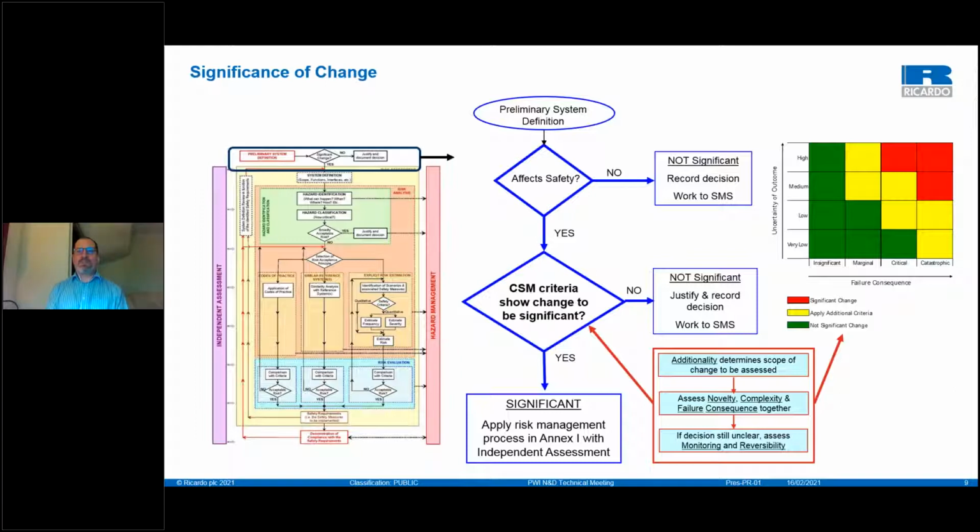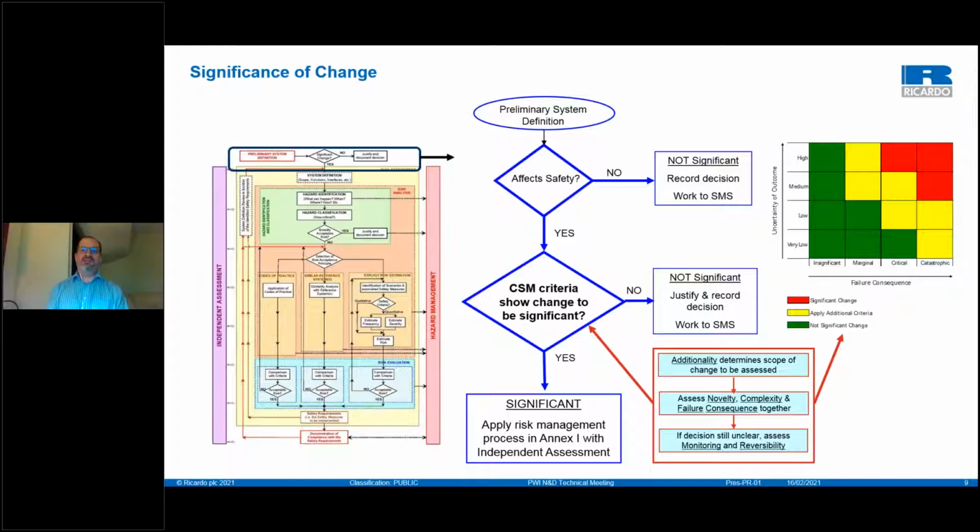You record that, and then you work to the requirements of your SMS. Okay, I did mention there's an exception to compliance with CSMRA. This would be when working with Network Rail projects. The Network Rail standards require any project to comply with the requirements of CSM, even if they're not significant.